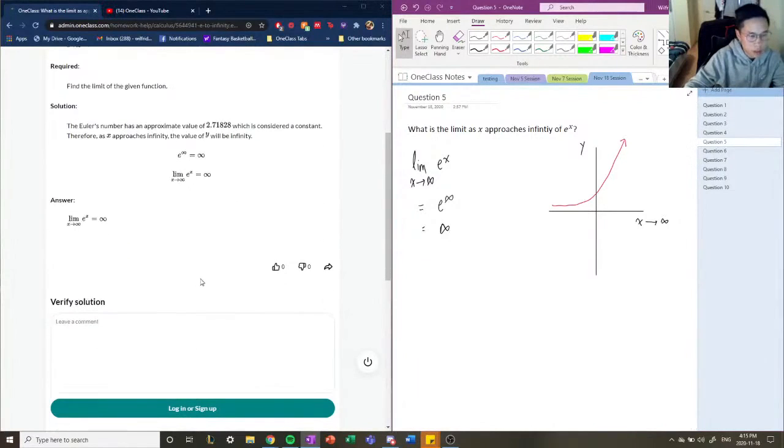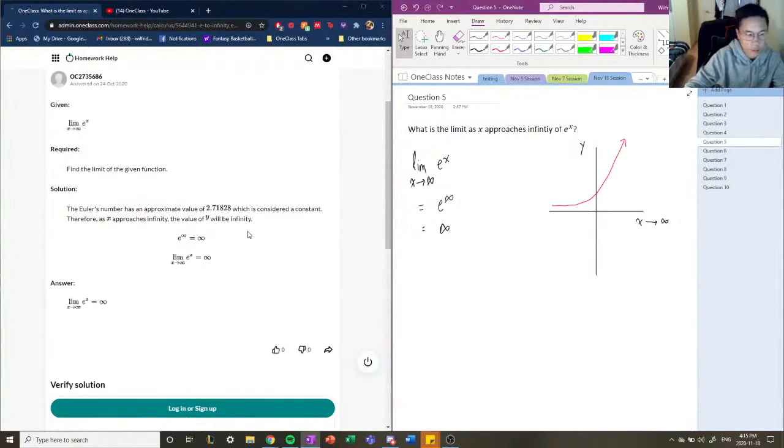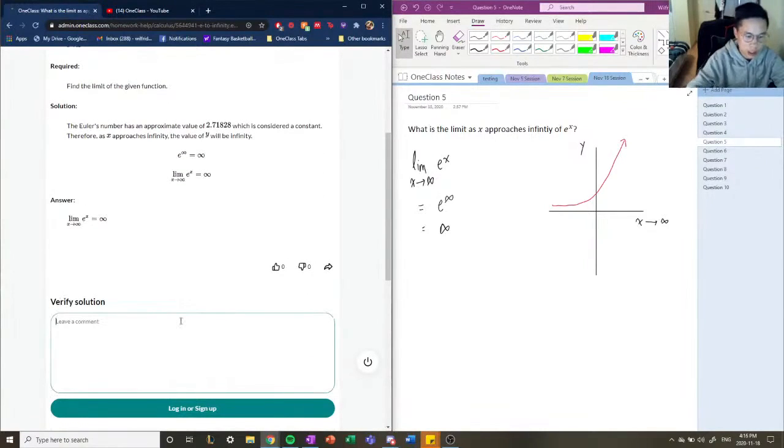The junior tutor also provided that kind of solution. They didn't give the graph, but they reasoned that Euler's number is 2.71828 and so on, which is always going to be positive. And a positive number to the power of another positive number is always going to be positive. The value of this exponent is going to be really huge, so we're just going to say it's infinity, and that's why we know that this function, as x approaches infinity, is going to be infinity. So the solution is correct.